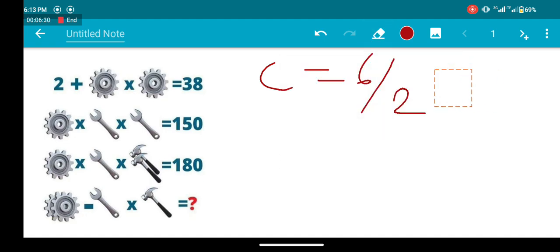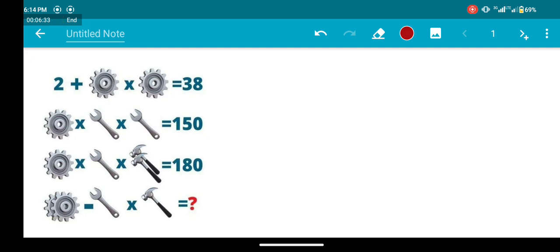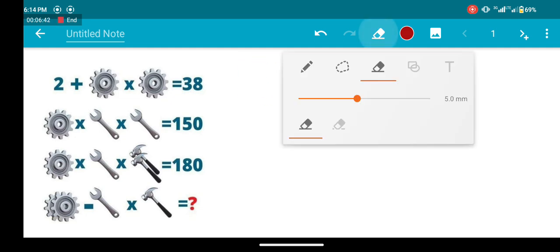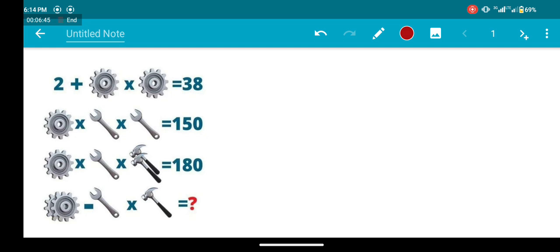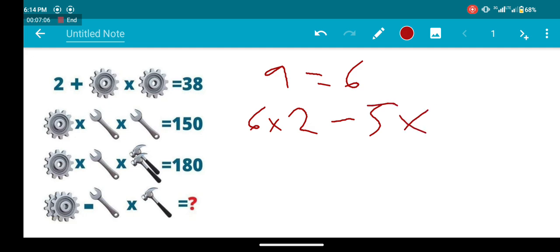So looking at the final equation now, in the final equation, we have two gear wheels there, and we already know that our A is equal to 6. So if our A is 6, in this equation, we have 2, so it means that we have 6 times 2, right? Minus, what is our spanner? Our spanner is 5. Then what is our hammer? Our hammer is 3.